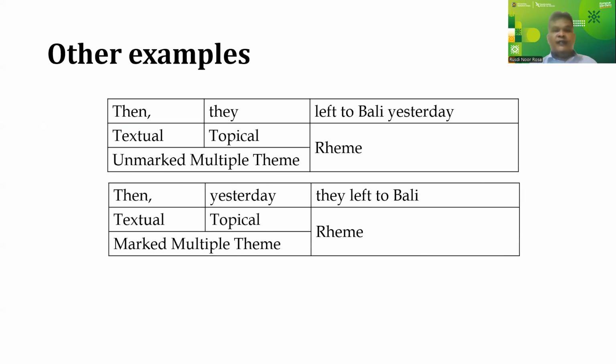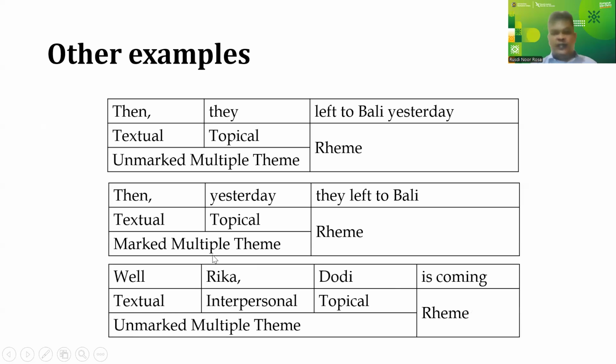The next example, "Then yesterday they left to Bali." You see here that I keep "then" here as the textual element, but I moved "yesterday" to the beginning of a clause or to the position before the participant, before participant one. So you can see here that "yesterday" is circumstance, and this is quite unusual to be used as the subject of a clause. So we have here marked multiple theme. We have two themes, and then we have circumstance as a topical theme.